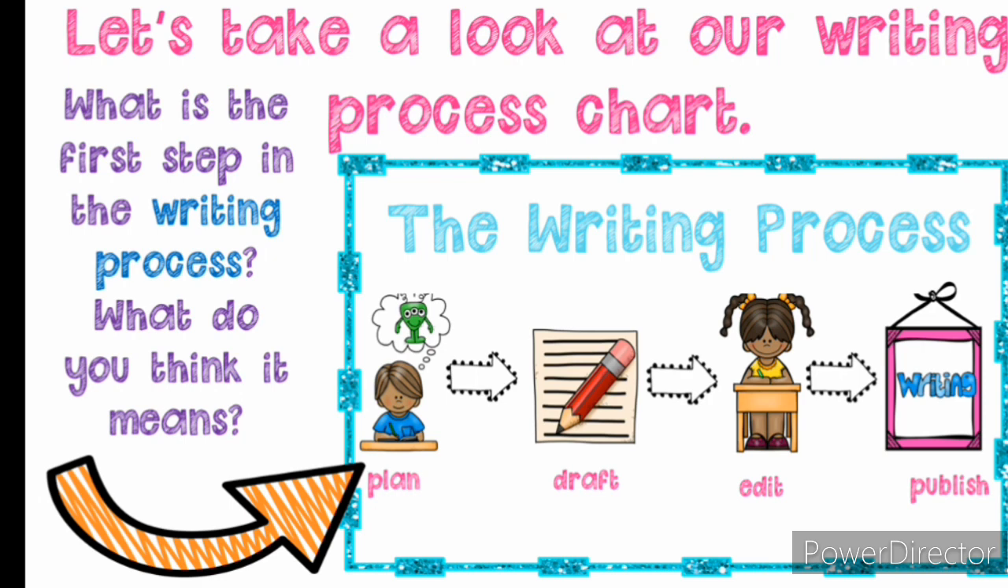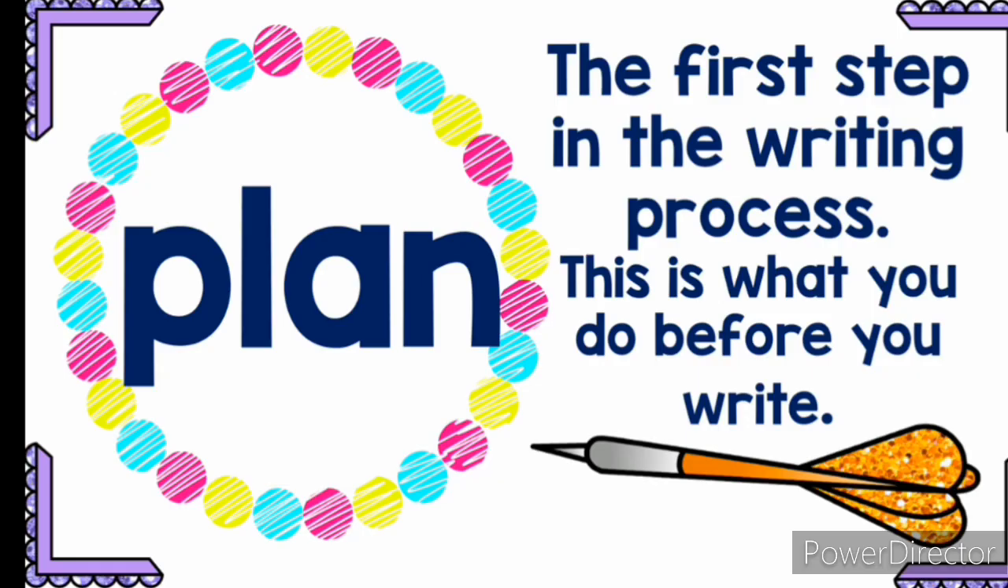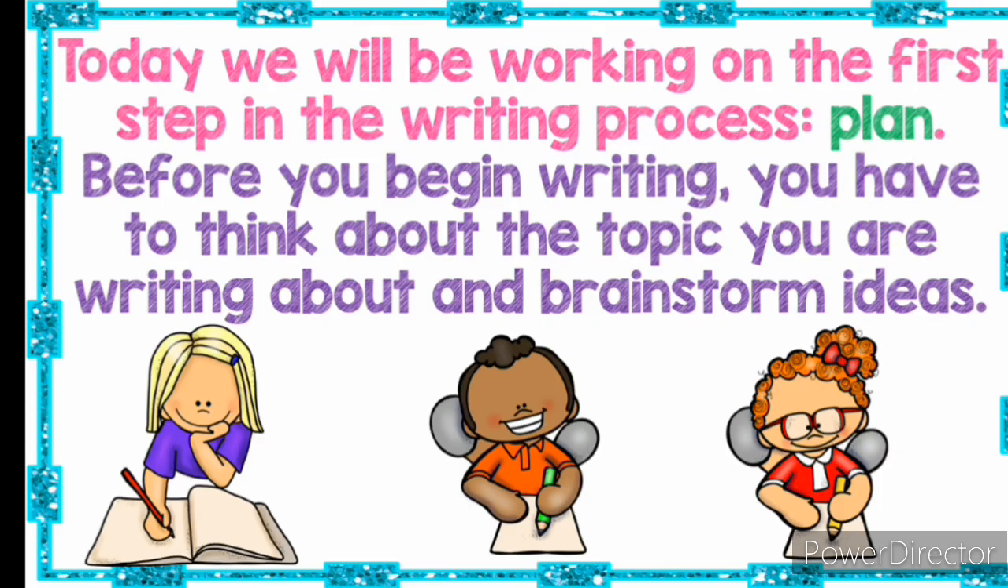What is the first step in the writing process? What do you think it means? Now, you can see our writing process. You plan, you draft, you edit, then finally, you publish. The first step is what you do before you write. You have to make a plan of what you want to write. Today, we will be working on the first step, which is plan. Before you begin writing, you have to think about the topic you are writing about and brainstorm ideas.